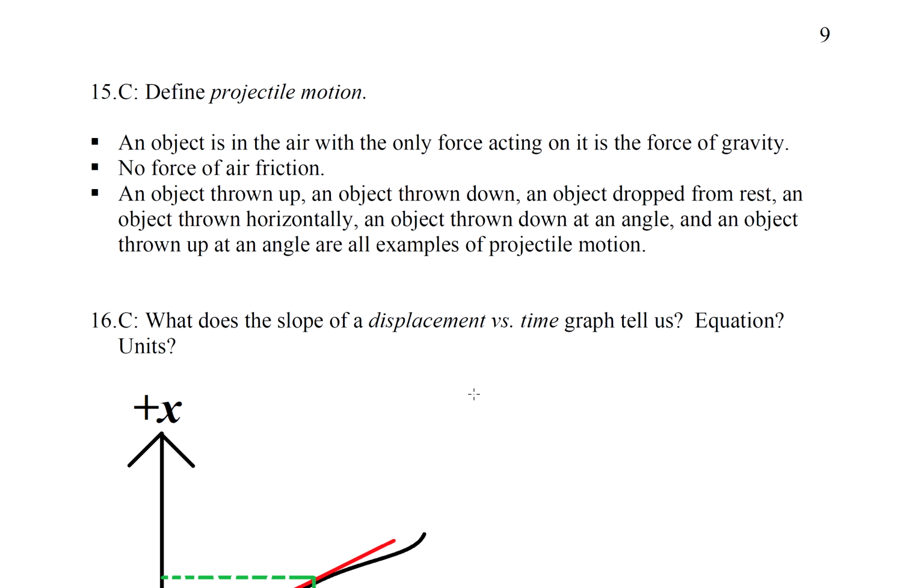Question 15, define projectile motion. That's when you throw an object in the air, there's no force of friction, and there's no engine or anything that's going to make the object speed up or slow down. The only force is a force of gravity. So in projectile motion, the object could be going up, down, left, right, in any angle. You could drop it, you could throw it up, you could throw it at an angle.